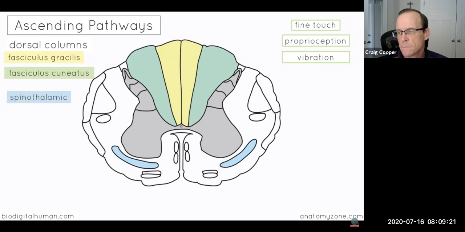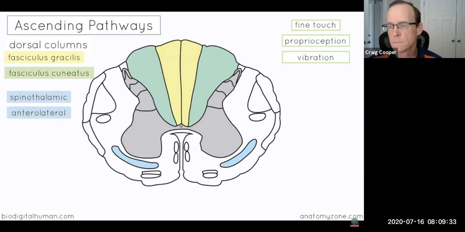And the spinothalamic tracts are also known as the anterolateral tracts, as they sit anteriorly and laterally in the spinal cord. And some texts will refer to distinct anterior and distinct lateral tracts, but almost invariably there is some intermingling of fibers between the anterior and lateral tracts. So on this diagram they're represented as one tract.